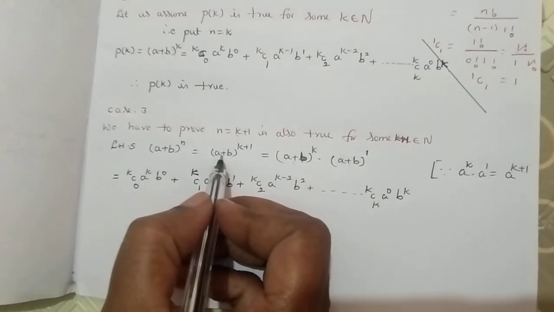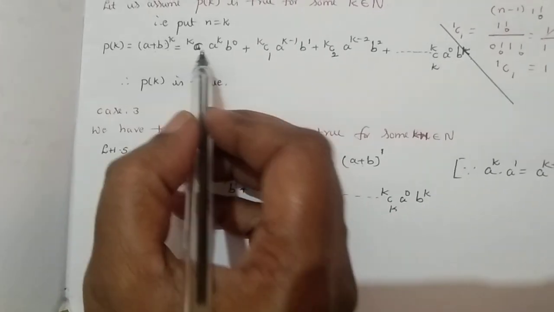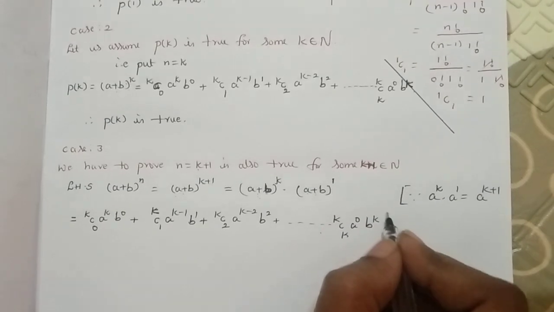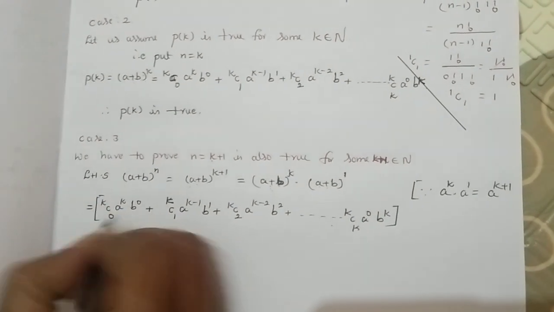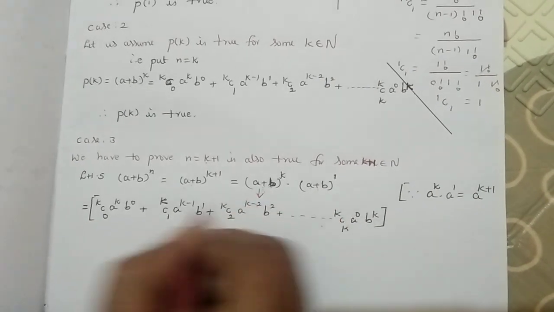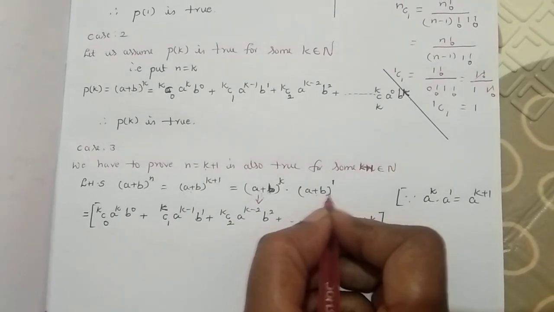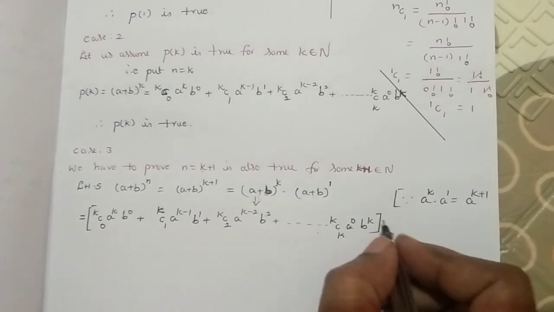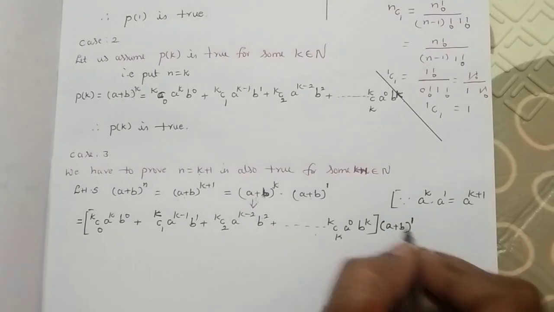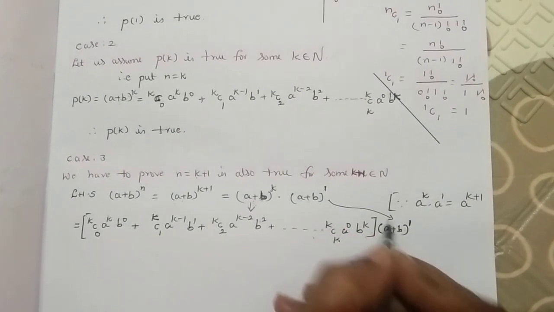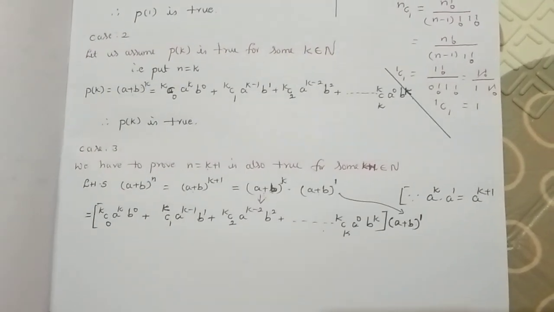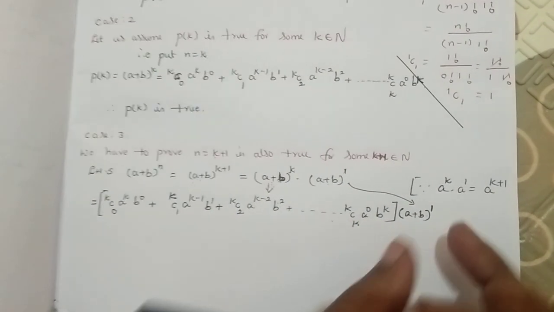I am repeating: whatever is there in the right hand side for (a + b)^k, I took here as it is. This is only the (a + b)^k expansion. The remaining (a + b)^1 we have to take as it is. I have carried this as it is and have not changed anything. Now, multiplication: there is a product of two terms.